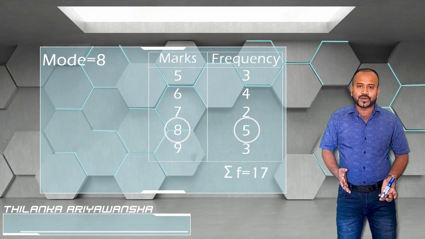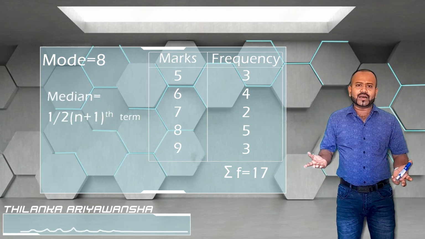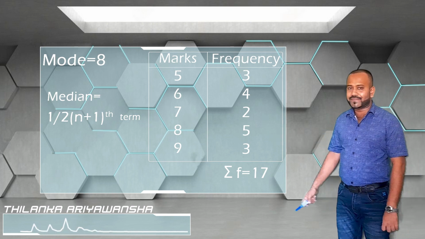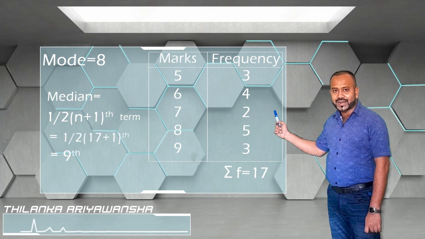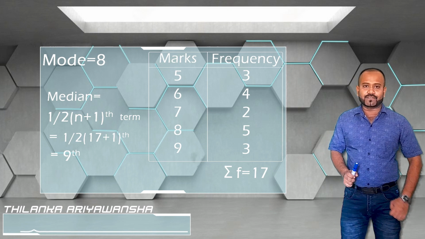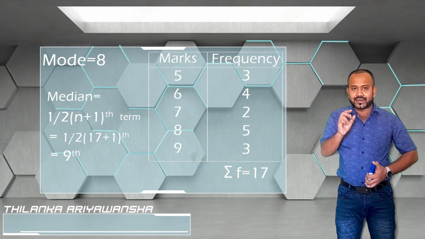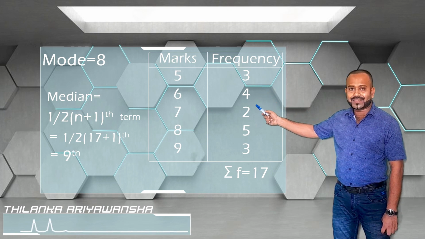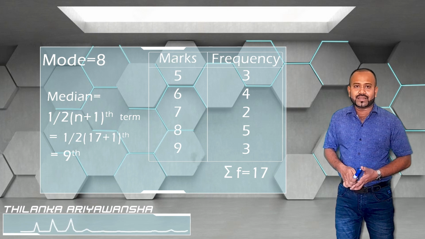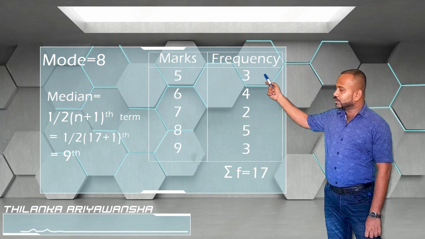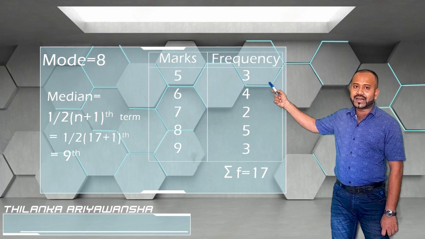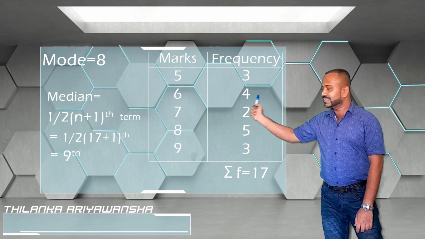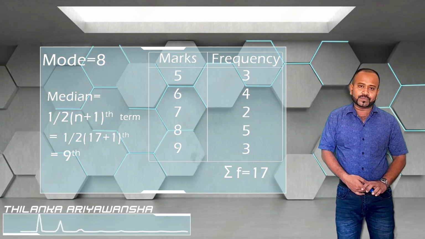When they ask us to find the median, here we have 17. The same way, we add 1 and multiply by half. Then we get 9. Now, with the frequency column, we have to find which value gives us 9. You can see here we have 3, for 3 we add 4, for 4 we add 2. Only then do we get 9. Then you can see the median is 7.